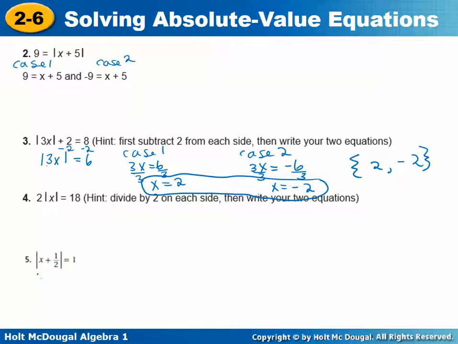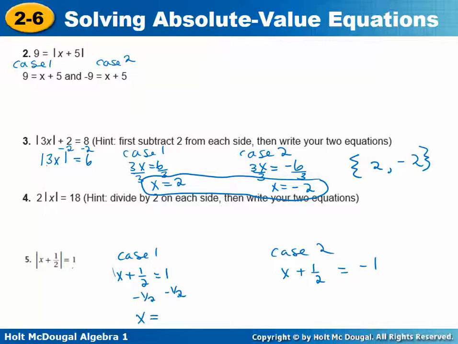All right, let's do number 5 because of the fraction. It already has the absolute value sign isolated, so I can go ahead and just start with case 1 and case 2. So case 1 will be my positive case. I just have to drop the absolute value signs, and other than that, I write exactly the same thing. In case 2, I drop the absolute value signs and say that it's equal to the opposite of what I have over here. So I would solve this by subtracting 1/2 from both sides.